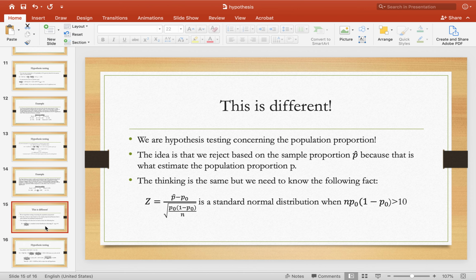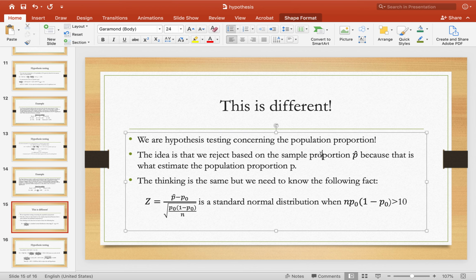So this is different, just to reiterate, because we're testing a hypothesis concerning population proportions. Now we have something that estimates the population proportion, p hat, and we're going to reject if the sample proportion is bigger than some value, and that value corresponds to the probability of a type 1 error. Now our reasoning is exactly the same as before. Yes, p hat is 0.022, which is bigger than 1.9%.